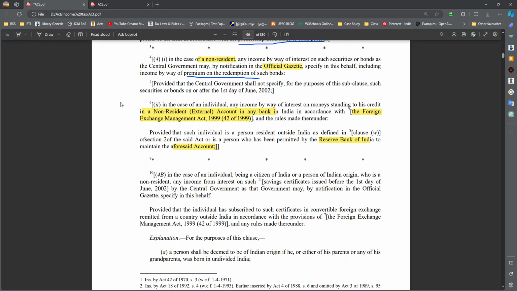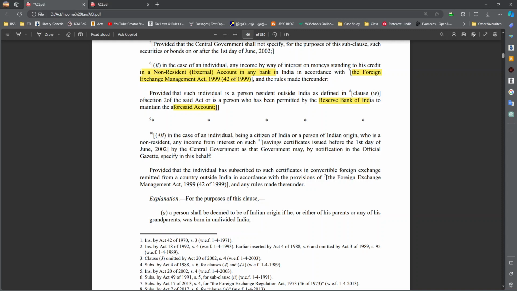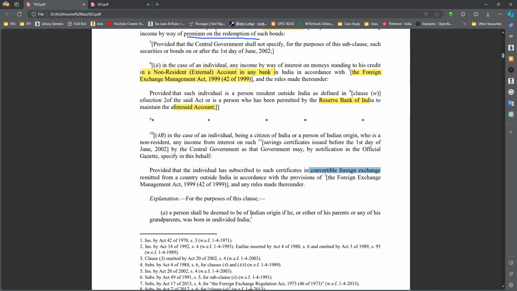In the case of an individual, being a citizen of India or a person of Indian origin who is non-resident, any income from interest on such savings certificates issued before 1st day of June by the central government, as may be notified in the official gazette, specifically provided the individual subscribed to such certificate in convertible foreign currency remitted from a country outside India according to the provisions of foreign exchange law. What happens is some individuals subscribe to what? Savings certificates, deposit savings certificates, and he is earning income that accrues or arises in India, but it should be issued before 1st day of June 2002. If that is the case, that income is exempted. If not, it's taxable. So you can understand that: if it's outside India, it's not taxable, but if it's in India, it's taxable.